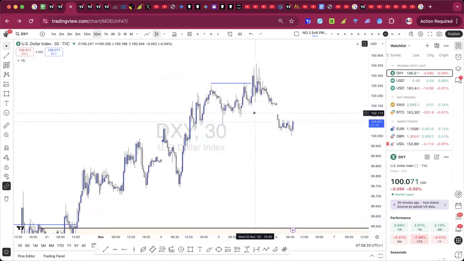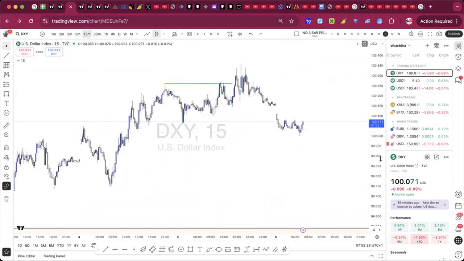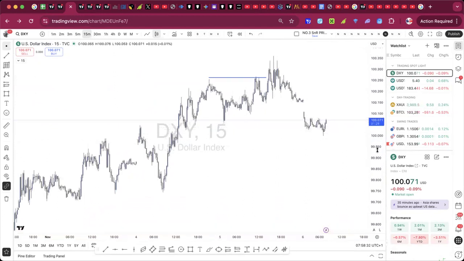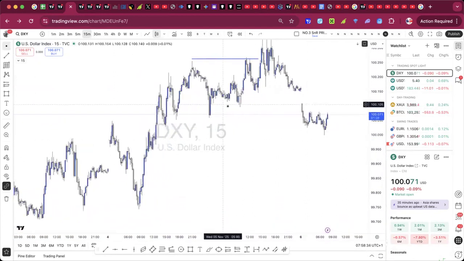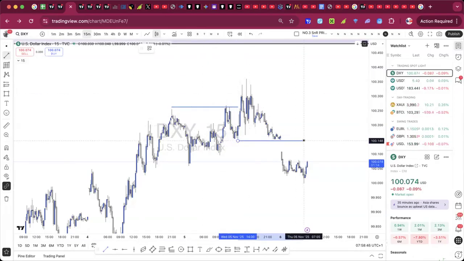So it's already trying to change some kind of move. So we have a market structure shift already on 15 minutes. So you can see, of course, this is the last break of structure. Then we have this low here. But take note, the market did not travel back to that low. So you have to understand that.